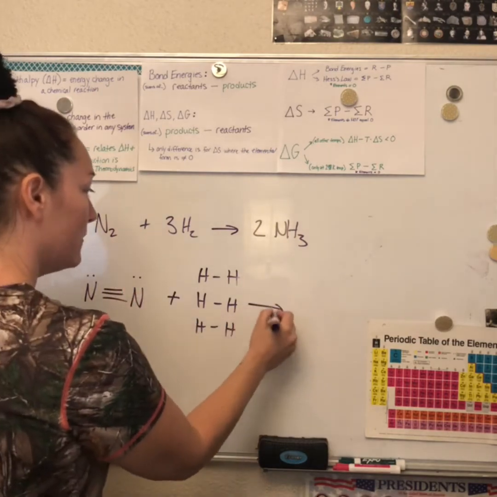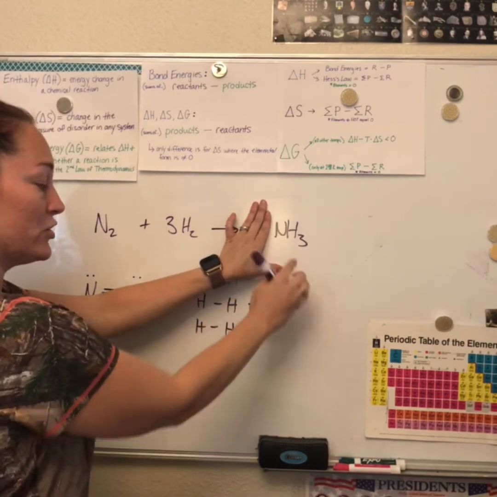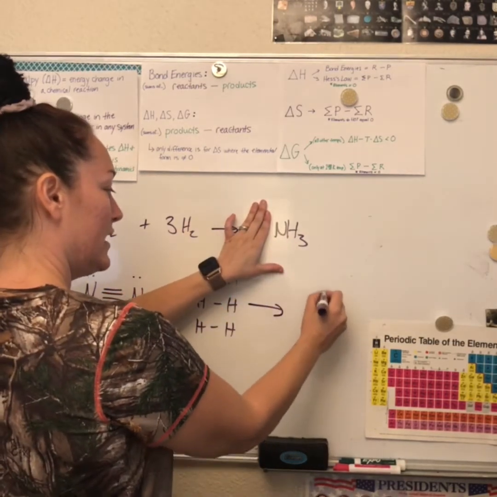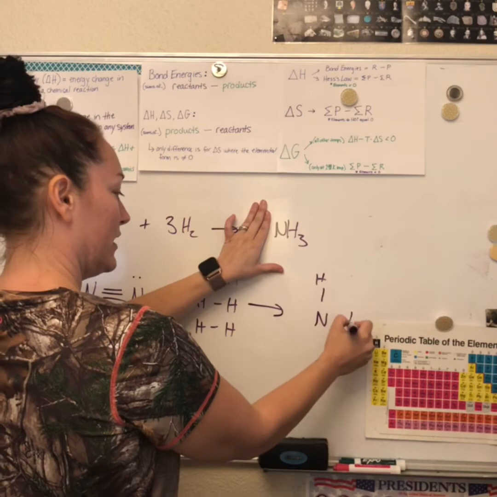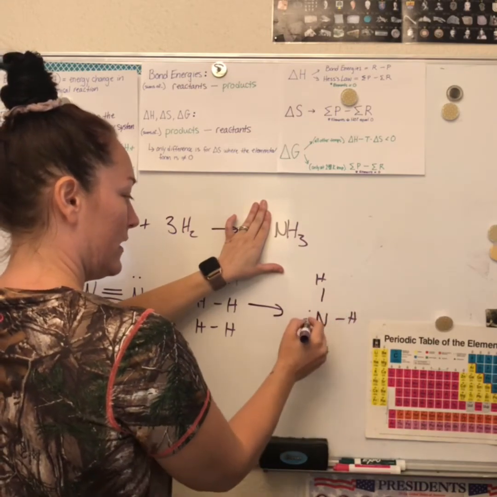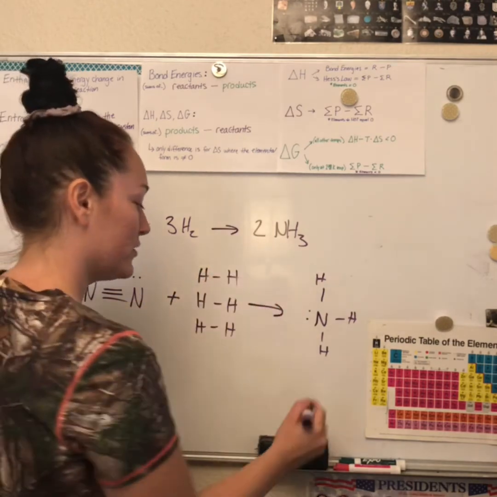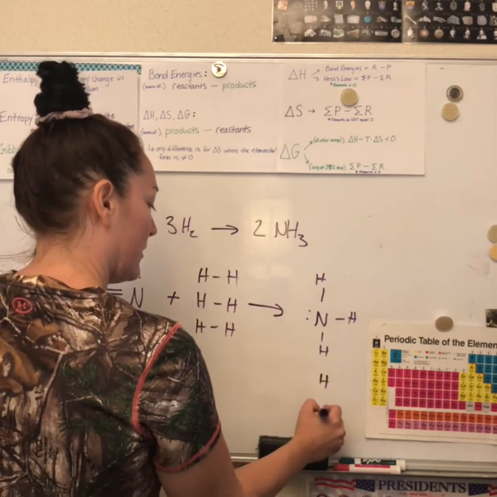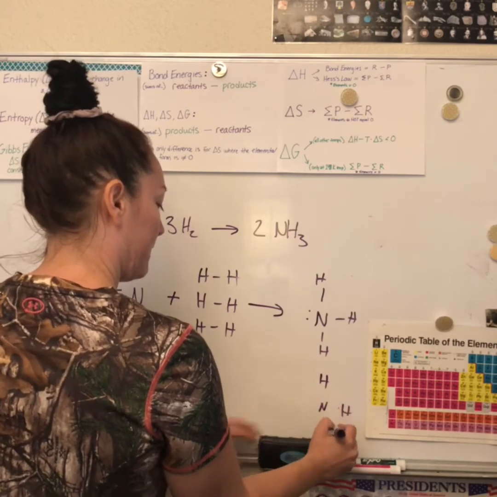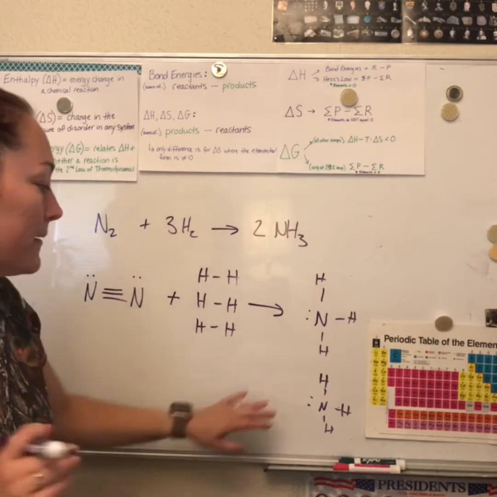Now I'm going to put my arrow. And now I'm going to ignore the 2 for now. And I'm going to draw NH3. So I've got N, and I've got an H, an H, and an H coming off the side. Now I have to do 2 of them. There's my first one, and then I'm going to do a second one. Okay? So that's what that looks like.